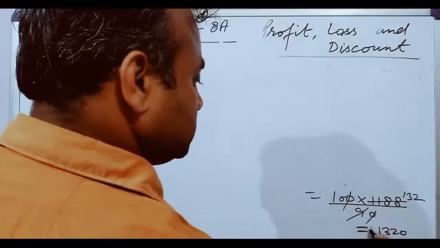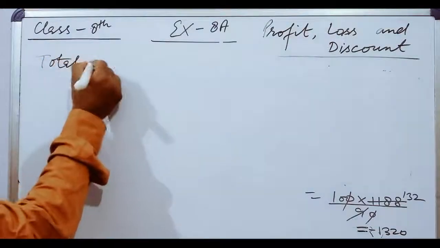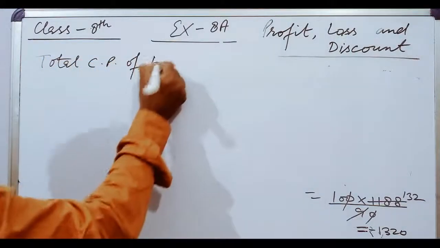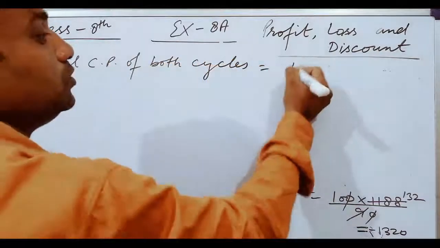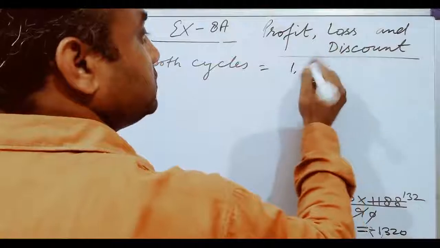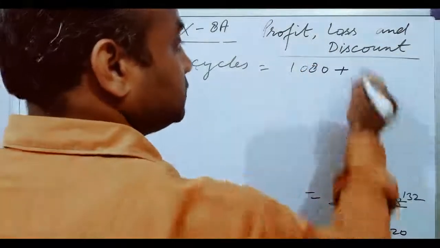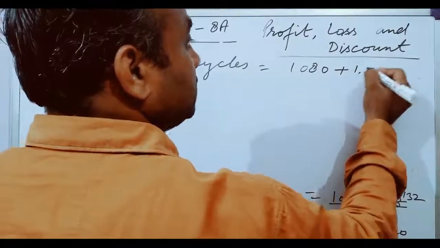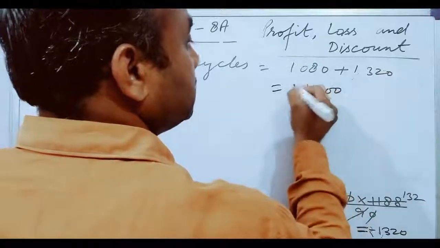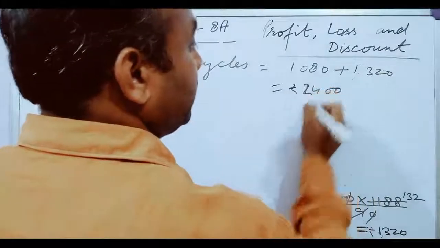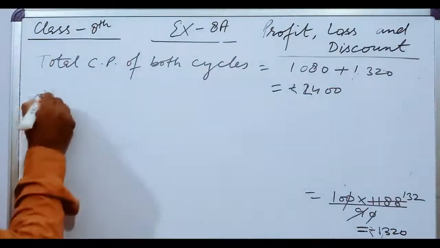1320 rupees. Now the total CP of both cycles equal to 1080 plus 1320. Now when we add, it is 2400.